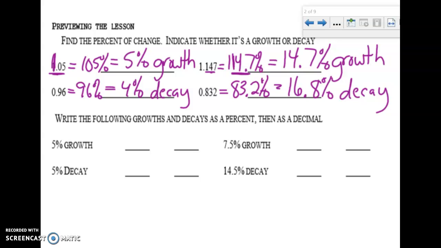All right. No questions so far, so I'm going to keep going, but please, if you have any, let me know. I'm going to go a little faster here. What if they just say that it's a 5% growth? Write it as a percent, then as a decimal. Well, again, add it to 100. This is going to be represented as 105%, but we don't use the percent in math. We use 1.05. We got to use that decimal value.